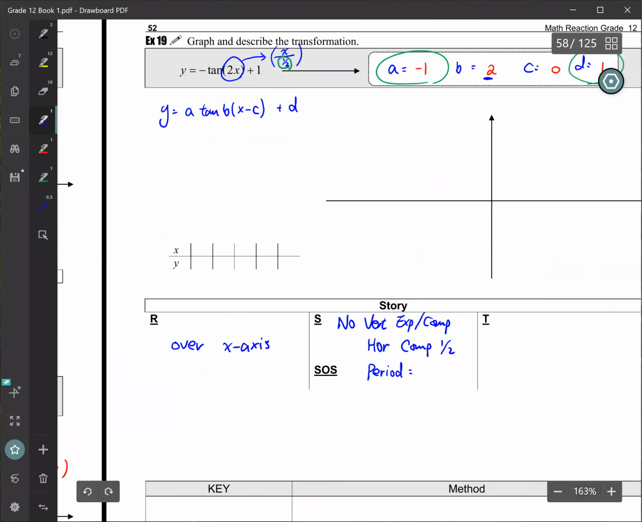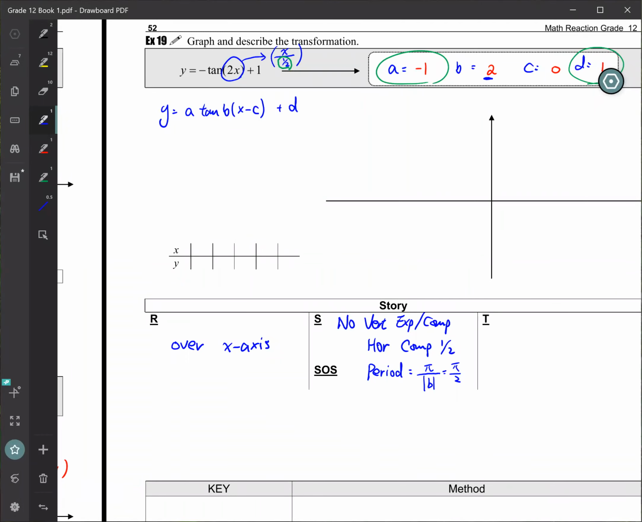Now because of the compression, our new period will become pi divided by b, which is 2. So the rule still works, except you have to take pi divided by b instead of 2 pi, because we're talking about tangent. So for tangent, this is the formula to get the period. For sine and cosine, you need to use 2 pi divided by b. This one we don't use, so none, because that's only for sine and cosine graphs.